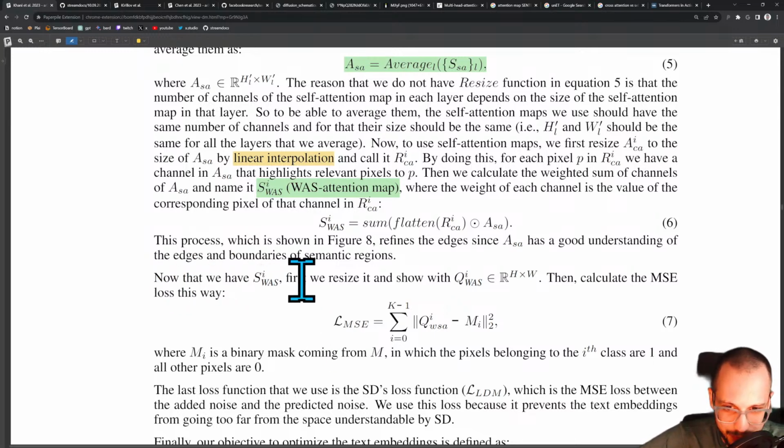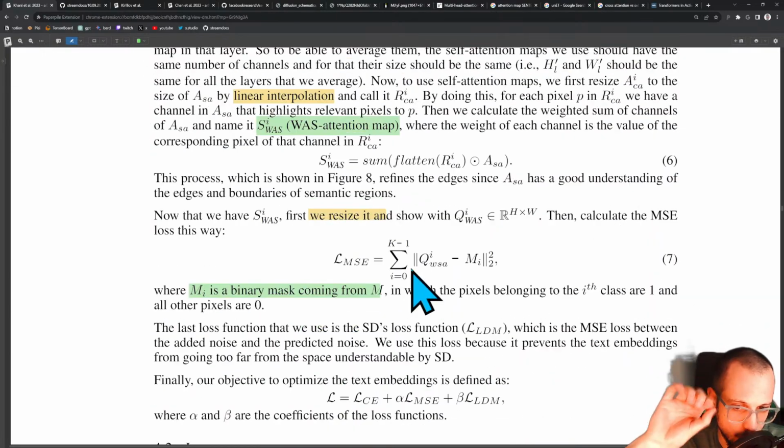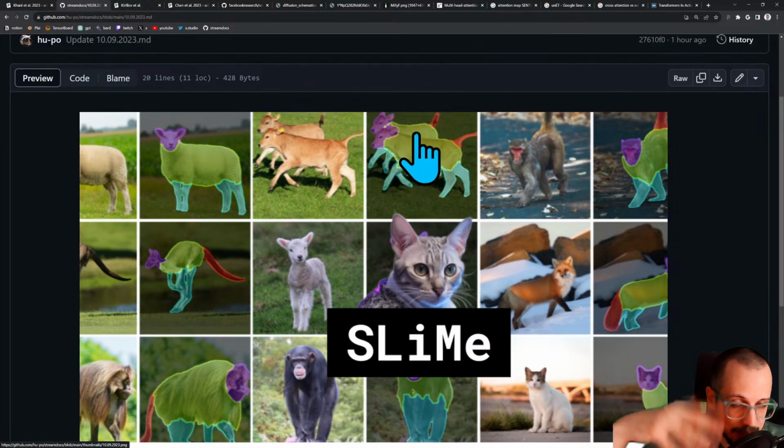I guess they resize it even more. Okay, so they take this S_i^WAS, resize it again, and turn it into Q_i^WAS, and then calculate the mean squared error. Here's a little standard mean squared error. M_i is the binary mask. Okay, so finally now we know what M_i is. It's a ground truth mask. The ground truth is coming from the fact that you're providing one labeled example, right? That one labeled example has basically the picture that you want, and it has the masks, or the segmentation. Segmentation is a mask, right?